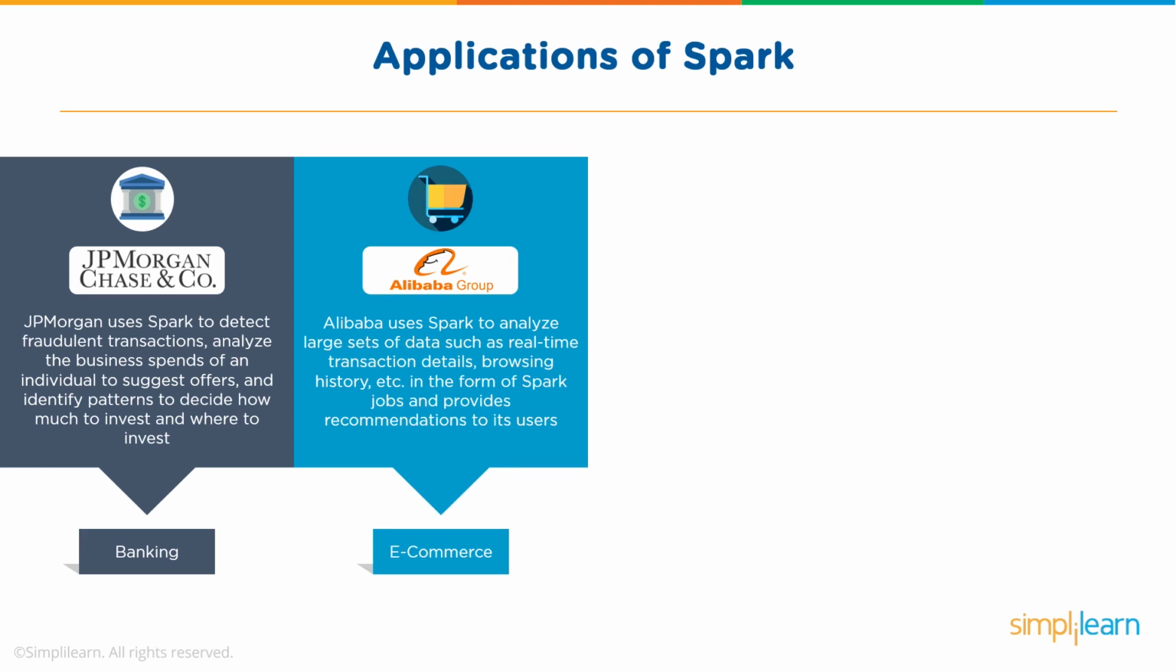Alibaba Group also uses Spark to analyze large data sets such as real-time transaction details. Now that might be based online or in the stores, looking at the browsing history in the form of Spark jobs, and then provides recommendations to its users. So Alibaba Group is using Spark in its e-commerce domain.